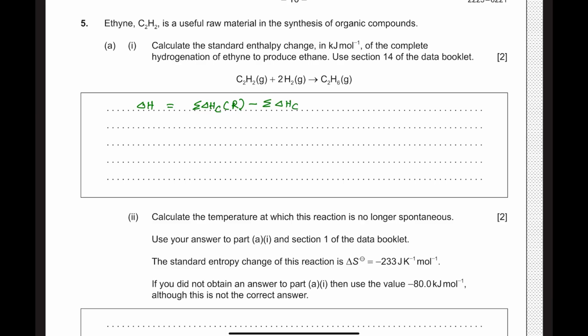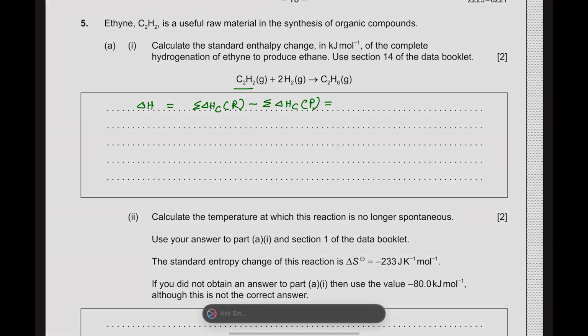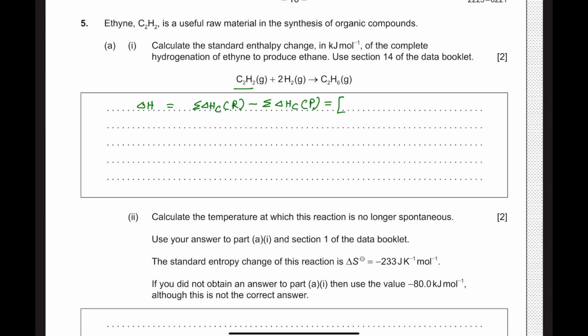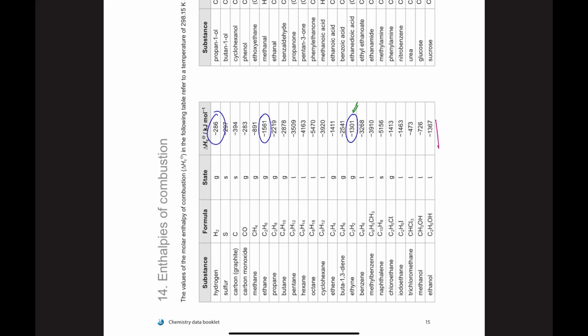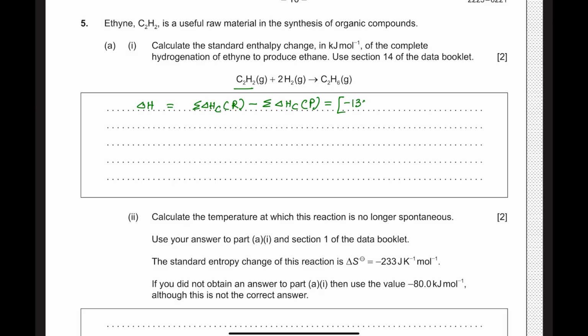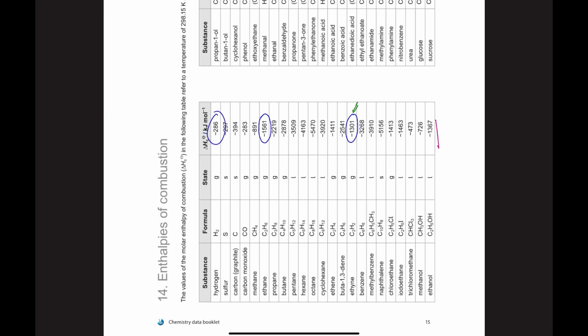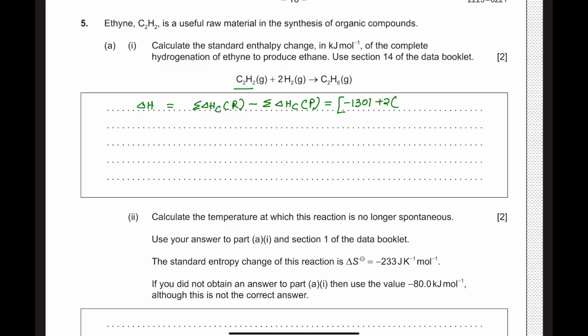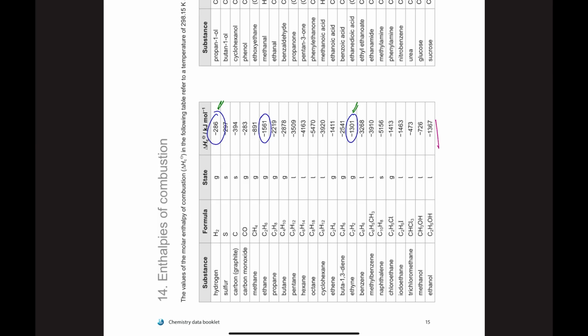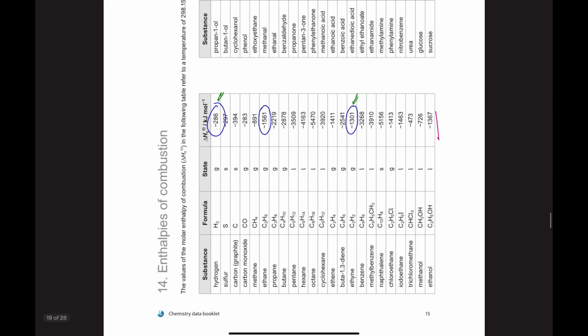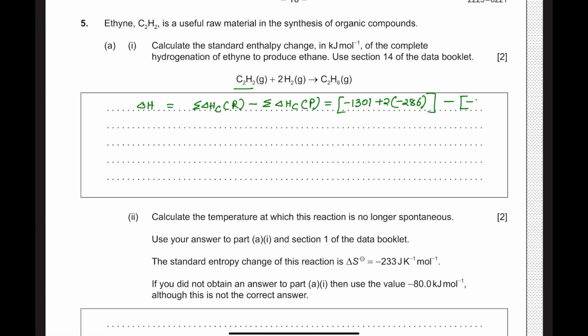Reactants are ethyne and hydrogen. So for ethyne, I have marked it here minus 1301. Then you have 2 hydrogen. For hydrogen, it is minus 286, the first one. And for products, C2H6, which is ethane, correct? For ethane gas it is minus 1561. If you simplify this, you'll get negative 312 kilojoules per mole, which is the answer to A1.